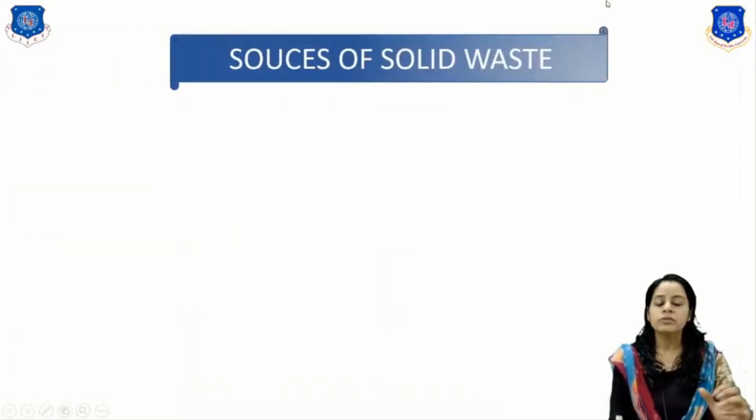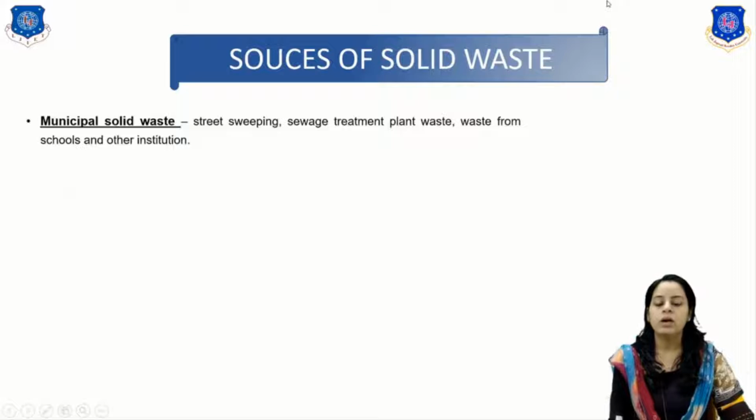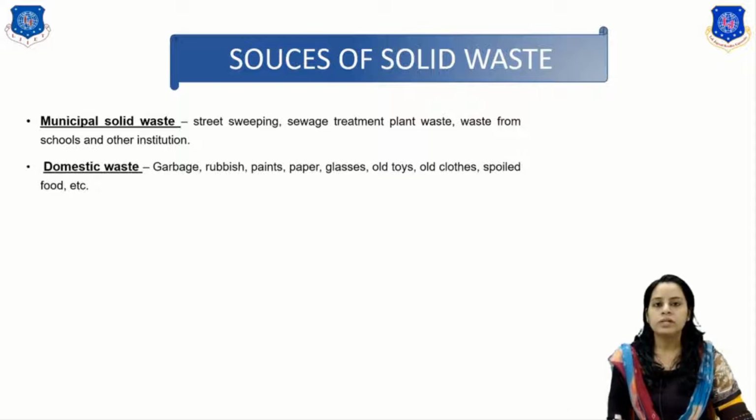Now the next one is the sources of solid waste. The first is municipal solid waste, which means waste arising from municipal, that is, residential areas. Examples include street sweeping, sewage treatment plant waste, and waste from schools and other institutes. The second is domestic waste, which includes home activities: garbage, rubbish, paint, paper, glass, old toys, clothes, spoiled food, etc.